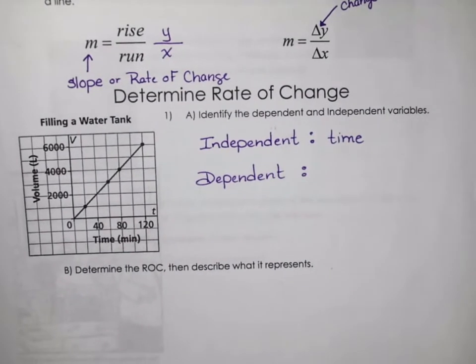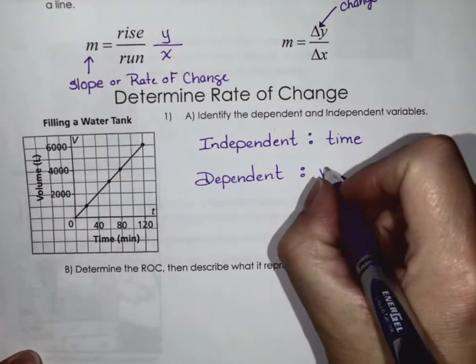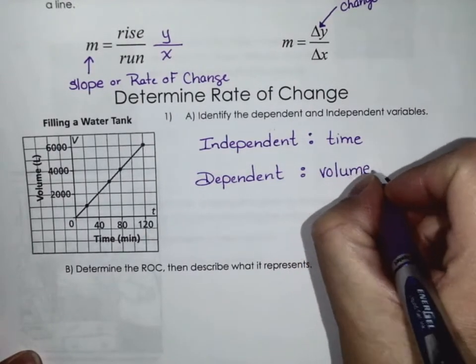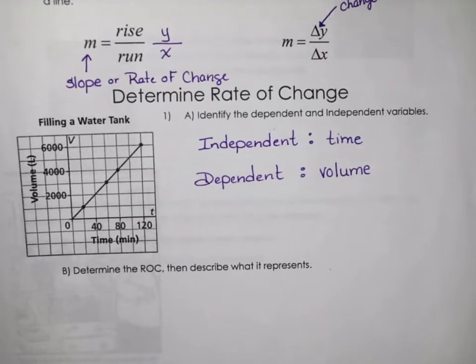All right, so let's talk about dependent now. So what's the other one? If it's not time, it's volume. Okay, so I'm hoping that you all feel confident enough to do that on your own. Maybe you're just not confident enough to say it yet, and that's okay. But you really should, at this point, be okay identifying the independent and the dependent variable. Because if you can't do that, it's going to be really hard to figure out the rate of change if you can't figure out which one goes where.